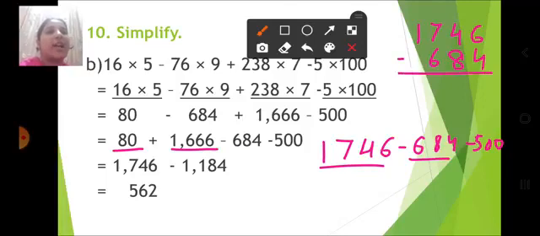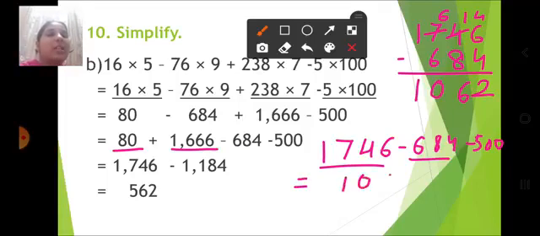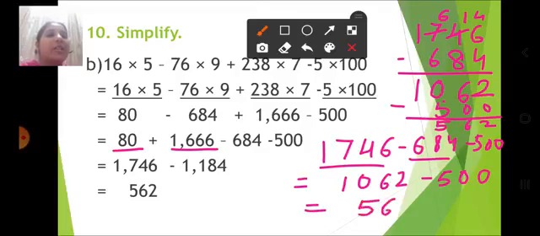So when we subtract, 6 minus 4, we will get 2 here. Then here we will borrow, so 6 will be remaining here, and here we will have 14. So 14 minus 8, we will get 6 here, and 6 minus 6, 0, 1. Now after this we will get 1062 minus 500. And when we subtract 500 from it, what will we get? 2, 6 and 10 minus 5, 5. So we will get 562 by this method.